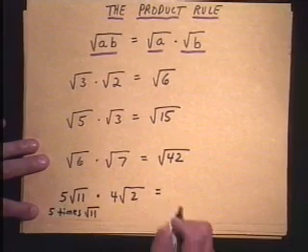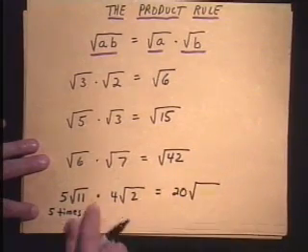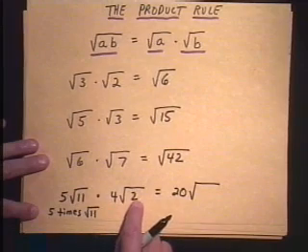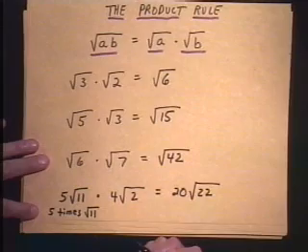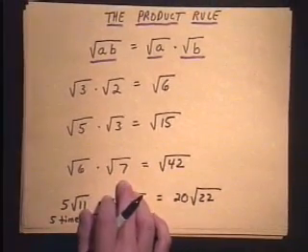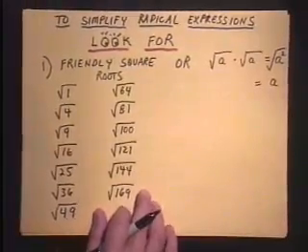So 5 times 4 is 20, multiplying the numbers. Using the product rule of radicals up here, the square root of 11 times the square root of 2 is the square root of 22. All right, so it works in that fashion. It works in that manner here. So very good stuff. All right, so we talked about this on the graphic.